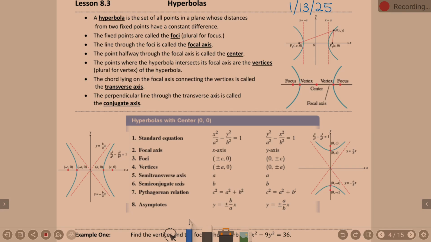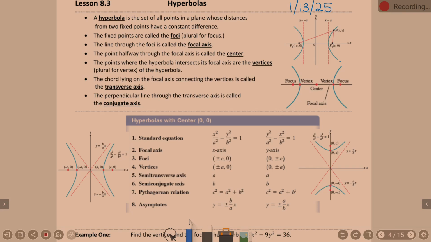Now, it is still the two fixed points, which are called your foci. So you'll notice we're still talking about foci, which is plural for focus. But here, what we've got is two fixed points, and it's a constant difference between those pieces. Two fixed points are foci.